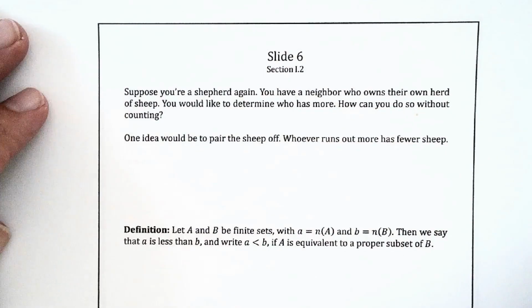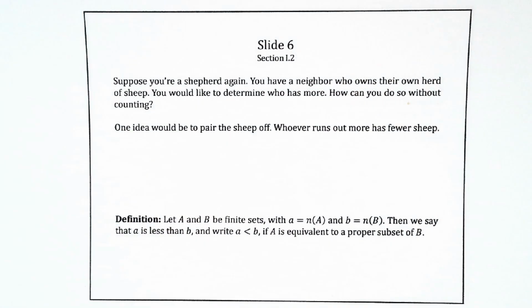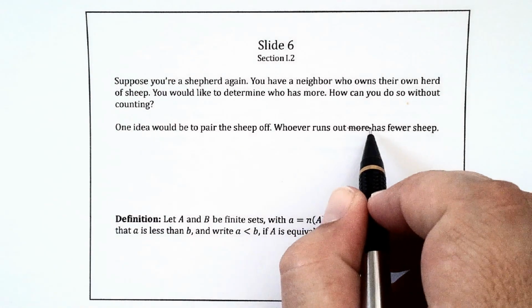Now, one last thing remains to be discussed, which is the greater than, less than relation. So let's imagine that we're the shepherd again. You have a neighbor who owns their own herd of sheep, and you want to decide who has more sheep. How can you do that without counting? So one idea would be to pair the sheep off. Whoever runs out first has fewer sheep.